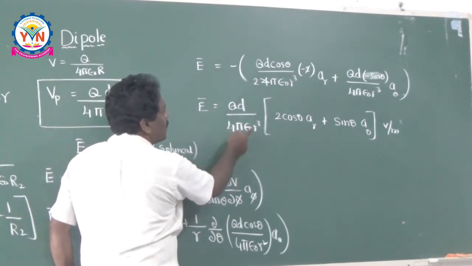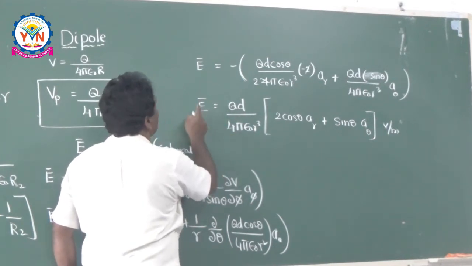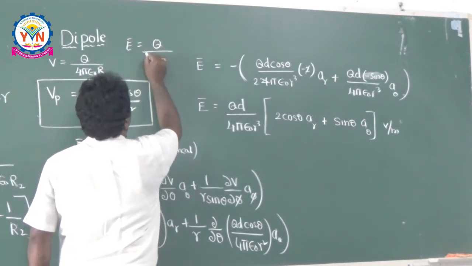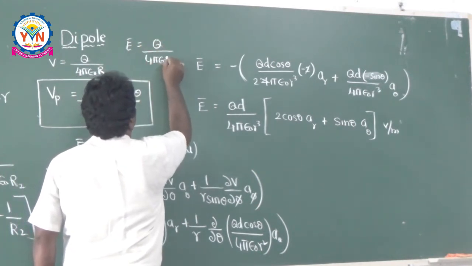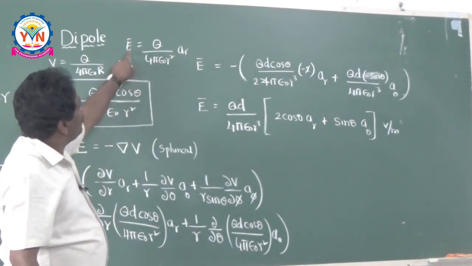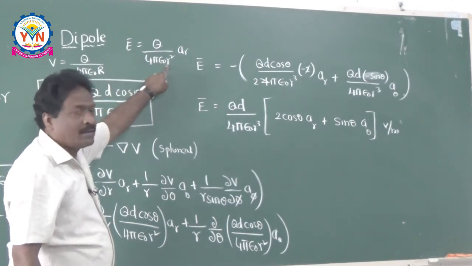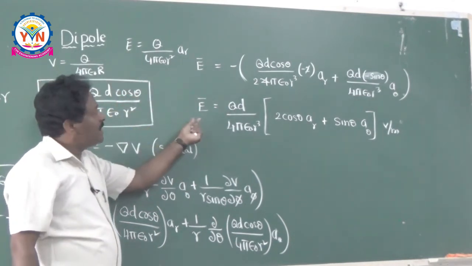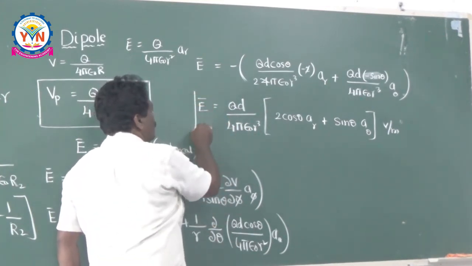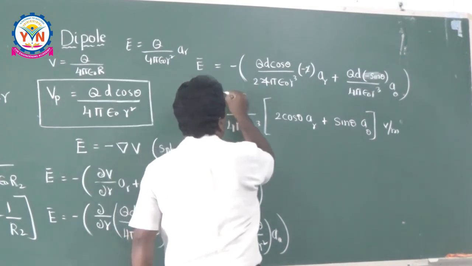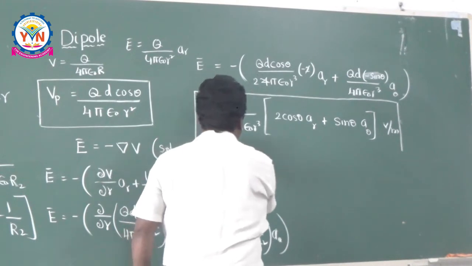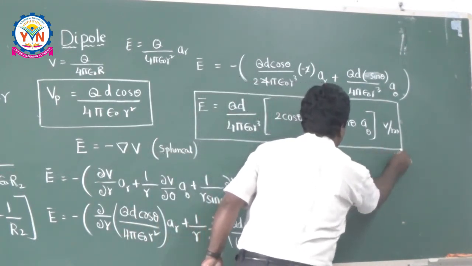Earlier, for a point charge, the electric field intensity E bar is equal to Q divided by 4 pi epsilon naught into R square in the AR direction. So for a point charge it is inversely proportional to the square of the distance. But for a dipole, the electric field intensity is inversely proportional to the cube of the distance. This is the most important derivation for the case of the dipole. Everybody has to understand it, because in your university examinations this derivation is very, very essential.